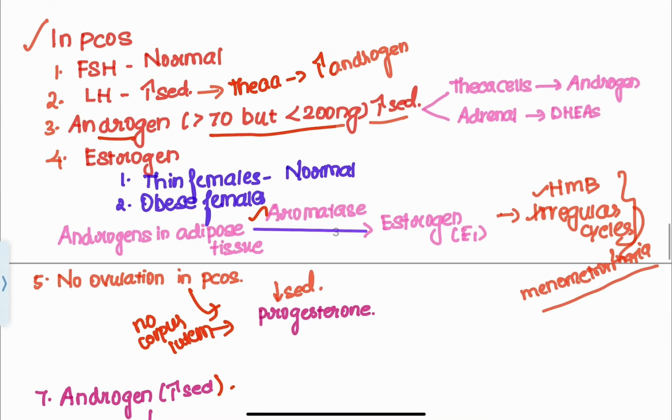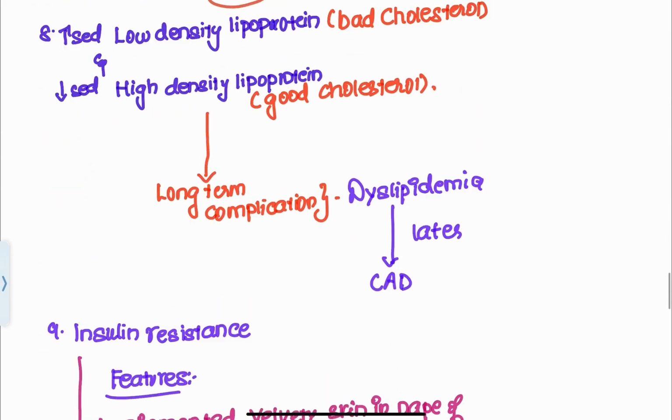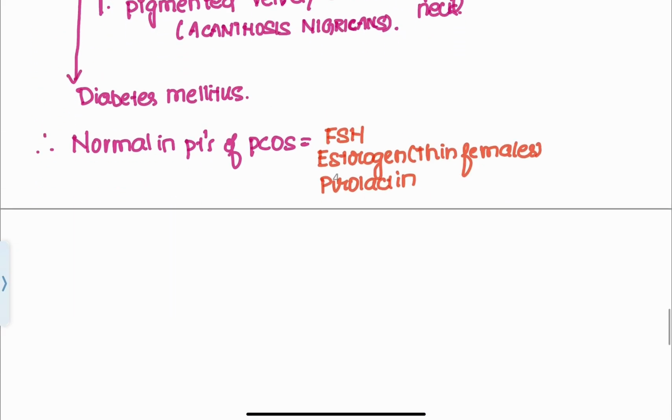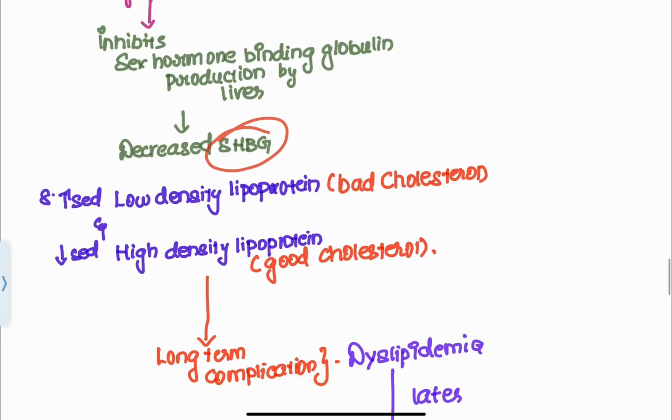Right? Okay. So now we have dealt with which hormones are normal, increased and decreased in patients of PCOS. Now, as a grouping, what are the hormones which are normal in patients of PCOS? Those are follicle stimulating hormone, FSH is normal. In thin females, estrogen is normal. In obese females, E1 is increased, right? And serum prolactin level is normal in patients of PCOS. FSH, estrogen in thin females, and prolactin are normal in patients of polycystic ovarian syndrome.